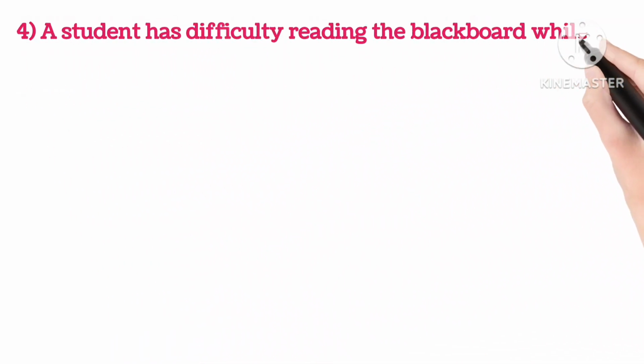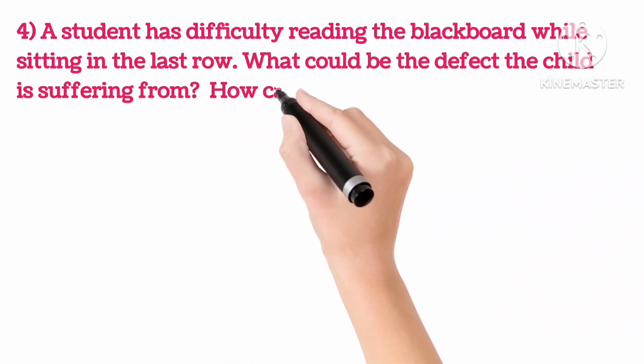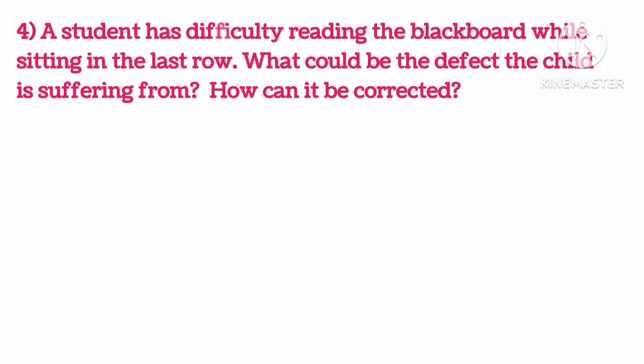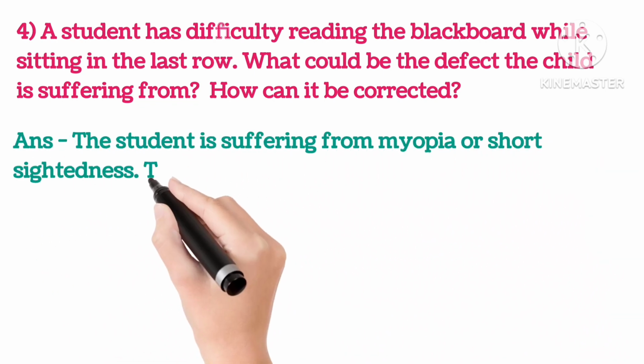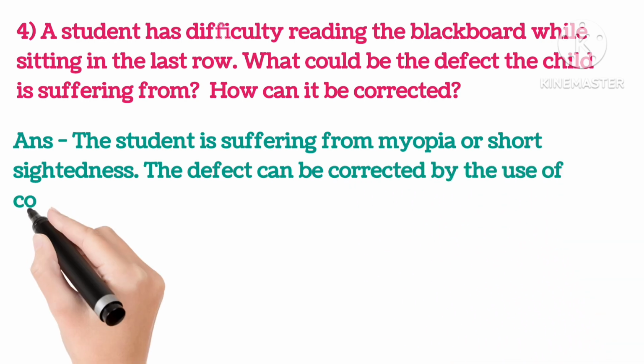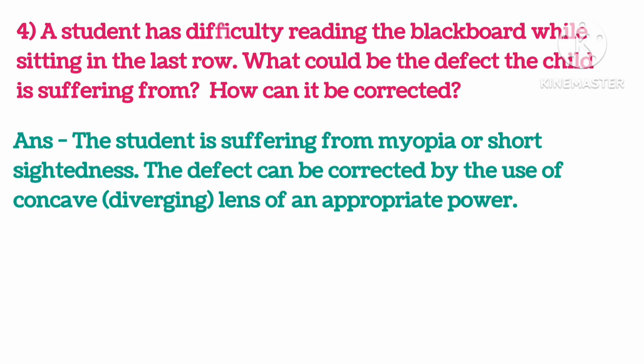A student has difficulty reading the blackboard while sitting in the last row. What could be the defect the child is suffering from? How can it be corrected? The student is suffering from myopia or short-sightedness. The defect can be corrected by use of a concave or diverging lens of appropriate power.